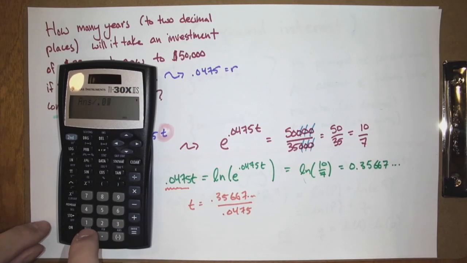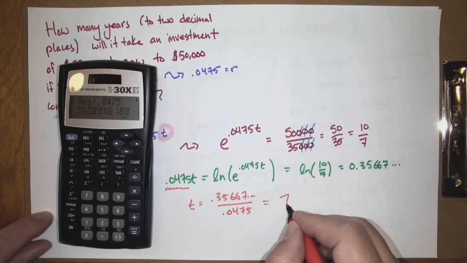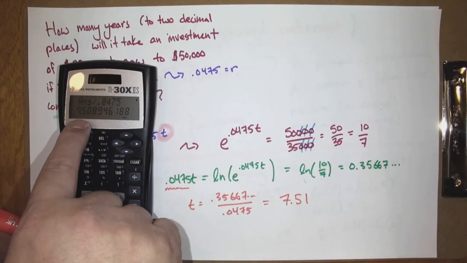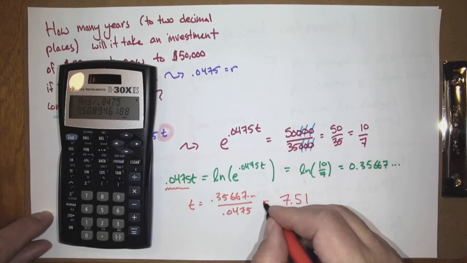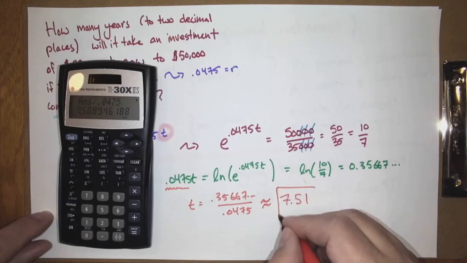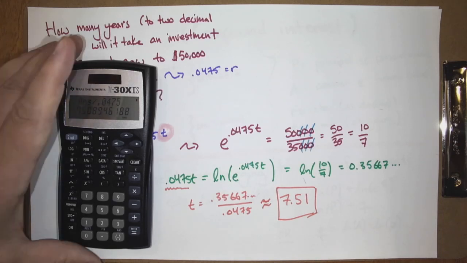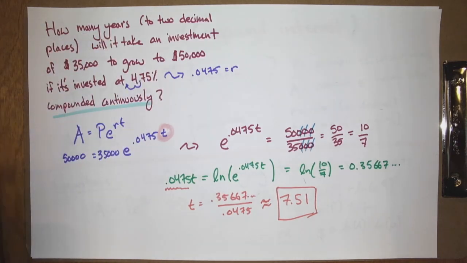Divide by 0.0475 equals 7.51, because it says round to 2 digits, and it says 7.508, so if we round to 2, just barely over 7.5 years. And that sounds about right.